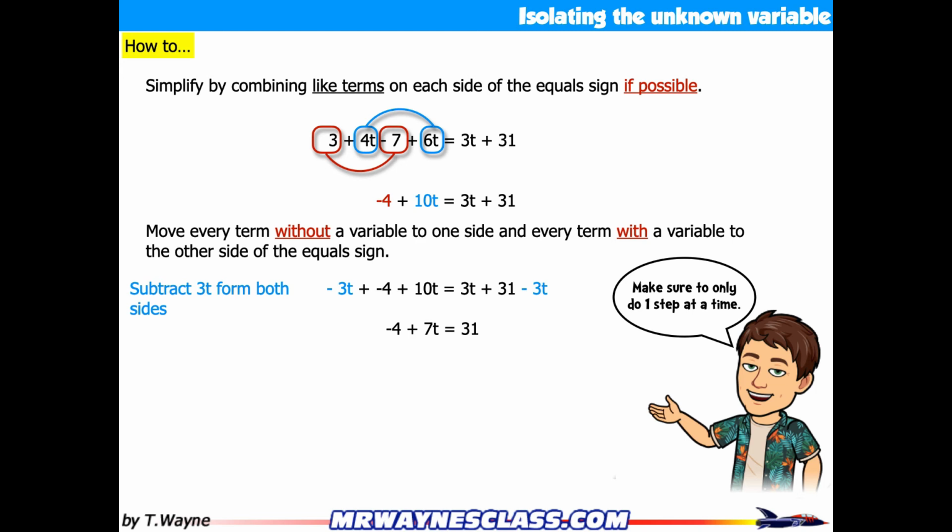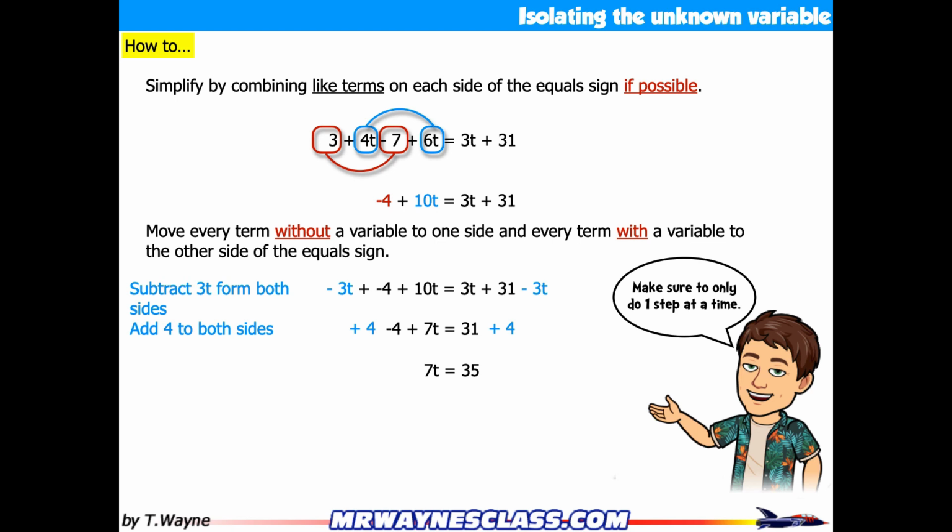Next step, I need to move the -4 because everything with a t is on the left, and everything without a t I'm going to push to the right side of the equal sign. So it's -4. I'm going to do the opposite. I'm going to add 4 to both sides. You can see on the left side, -4 plus 4 is 0, so that's going to go away. On the right side, I've got 31 plus 4, and those are like terms because they don't have a variable after them. They're just the number by themselves. So that's going to give me 35 on the right. So now I have 7t equals 35.